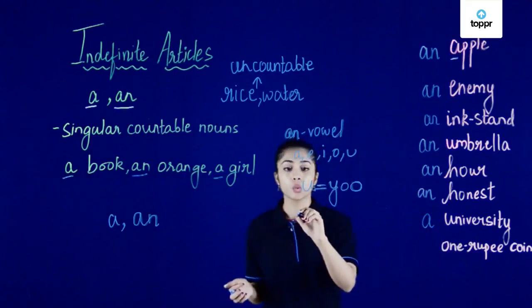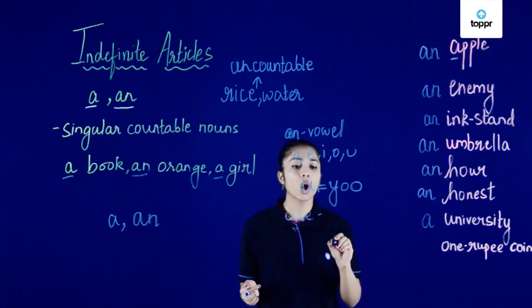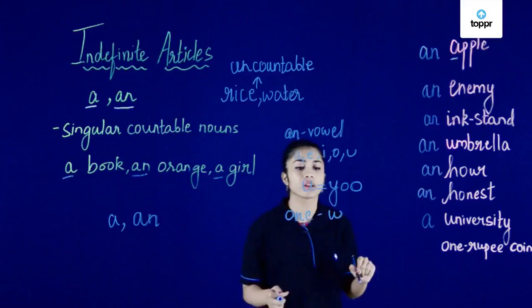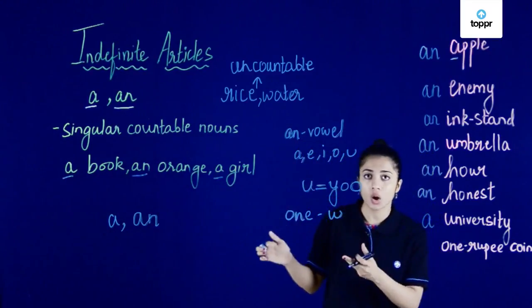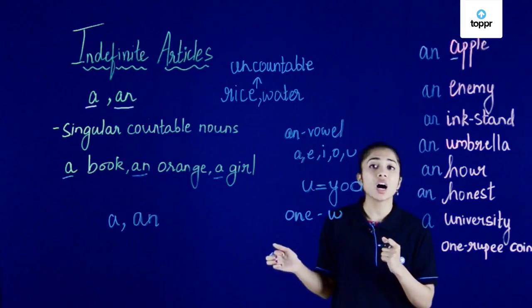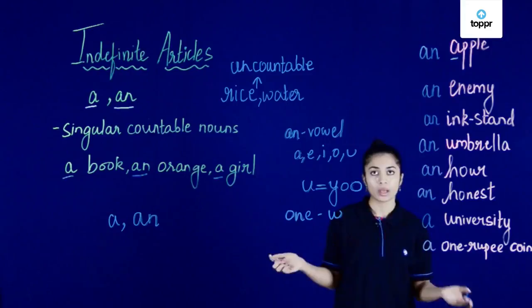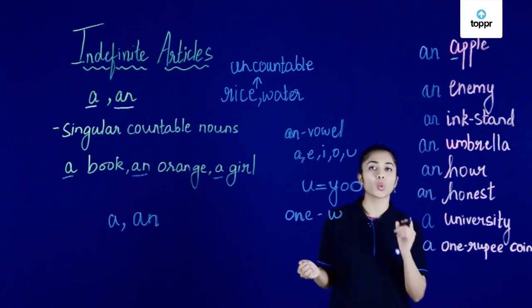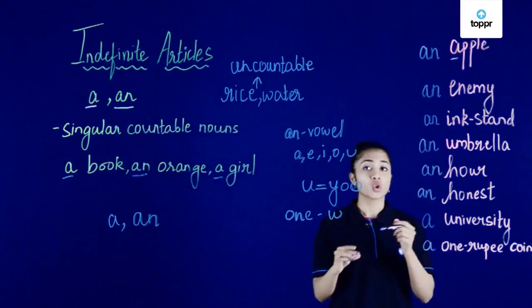No. The word one makes the W sound, that is the W sound. And therefore, the W sound is actually a consonant sound. So it should be a 1 rupee coin as opposed to an 1 rupee coin, because it makes the W sound, right? W, one, W. Do you get the drill now? You all have to focus.